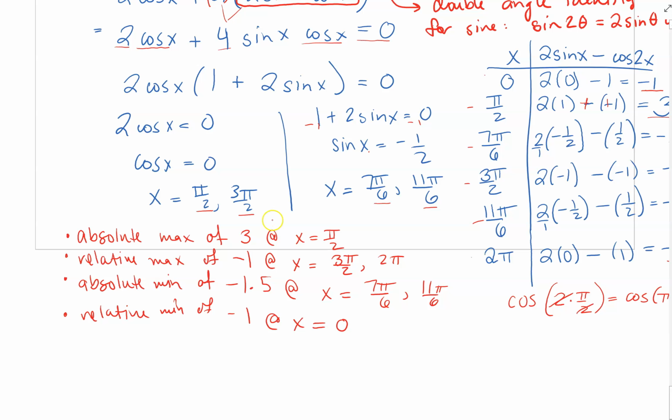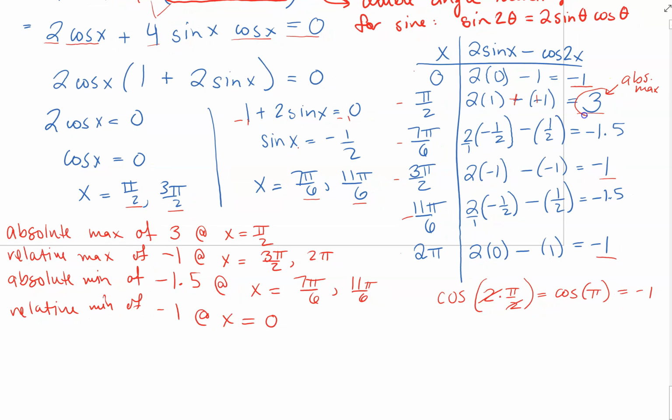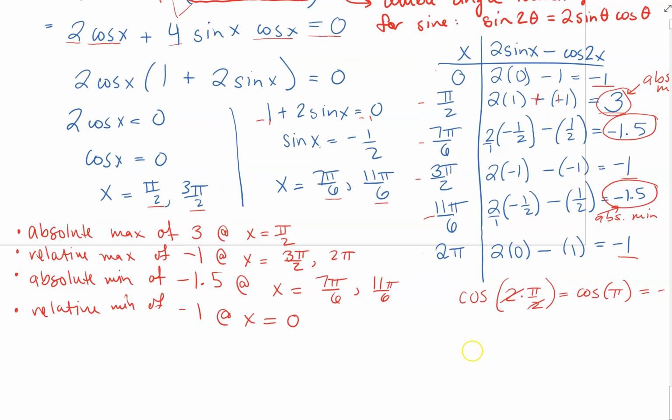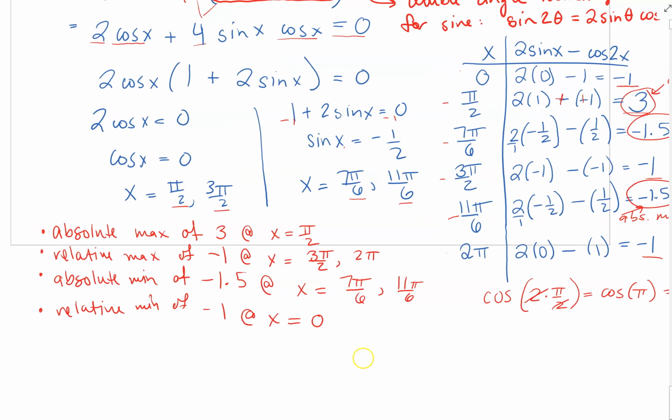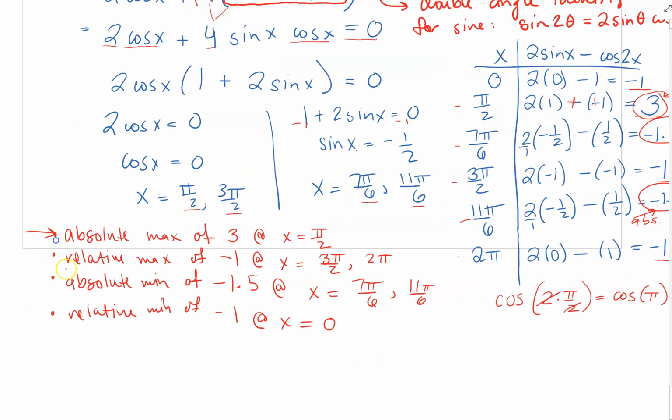And then I definitely had my absolute max of 3. That was my highest y value, and my absolute minimum of -1.5. That was my lowest y value. So those did prove to be my absolute max and min because we were on a closed interval. So the highest is the highest and the lowest is really the lowest. So those are our absolutes right there.